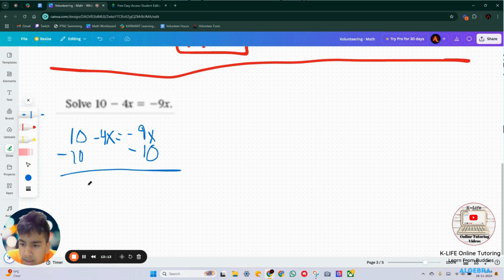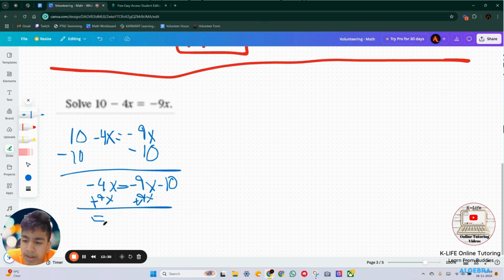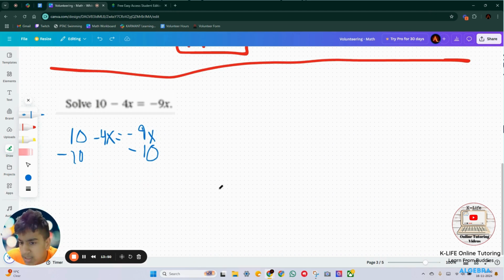And then they get negative 4x equals negative 9x minus 10, plus 9x on both sides, 5x equals negative 10. People would do that. I've done it a lot of times because it's easier for me, because people feel that x should always be a positive value. Well, in this case, you're going to still have the same value even if you do that.